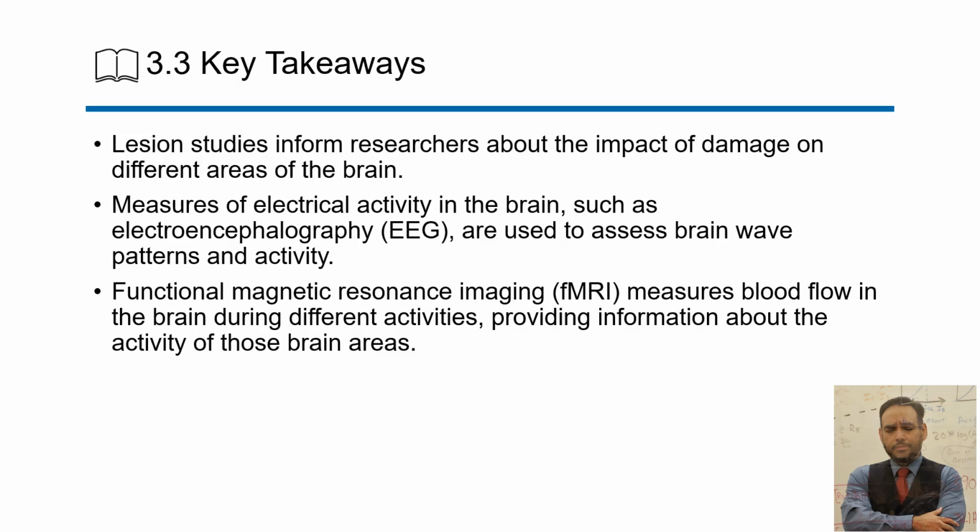And that is it. Takeaways from this section. Lesion studies inform researchers about the impact of damage on different areas of the brain. Measures of electrical activity in the brain, such as electroencephalography, are used to assess brainwave patterns and activity. Functional magnetic resonance imaging, fMRI, measures blood flow in the brain during different activities, providing information about the activity of those brain areas.